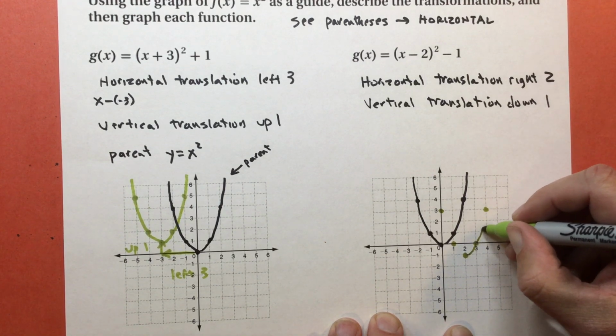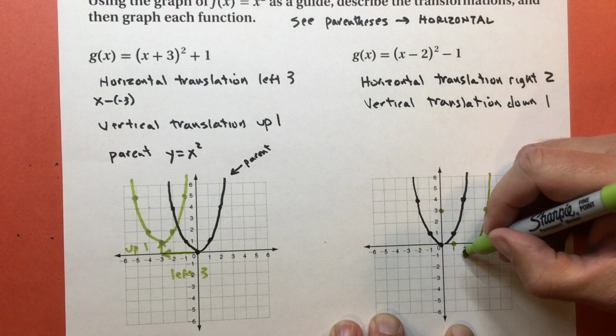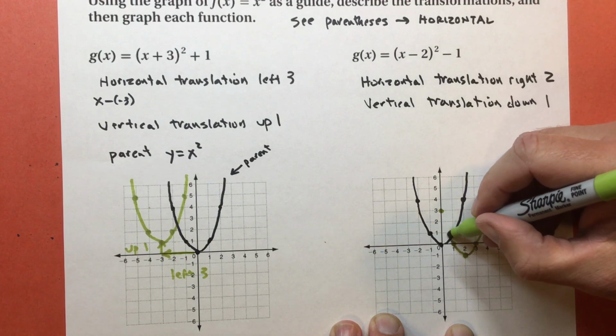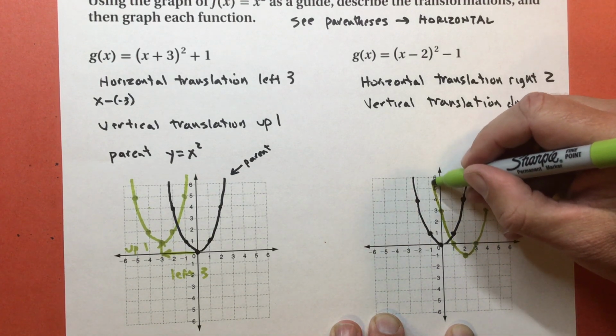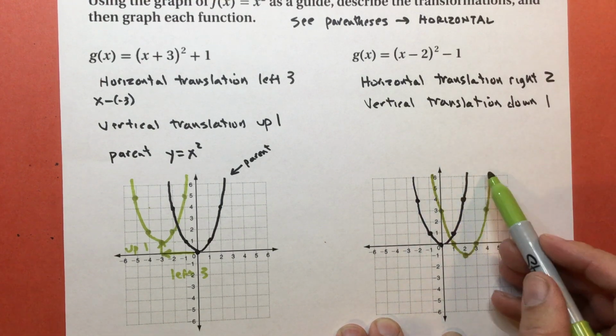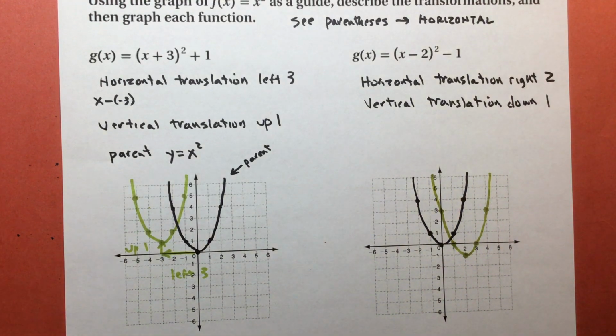And I think I have enough that I can draw this. Again, no arrows. And make sure you draw it all the way. Don't stop it in the middle of the graph. Okay, that takes care of the translations.